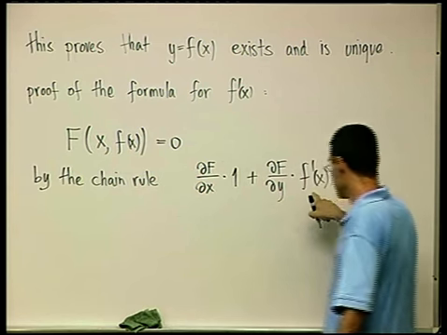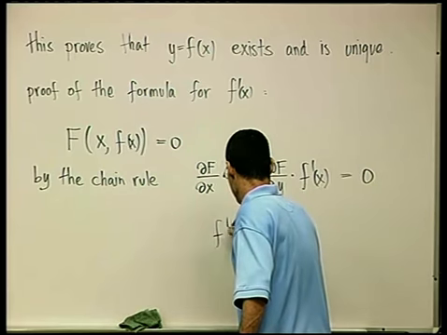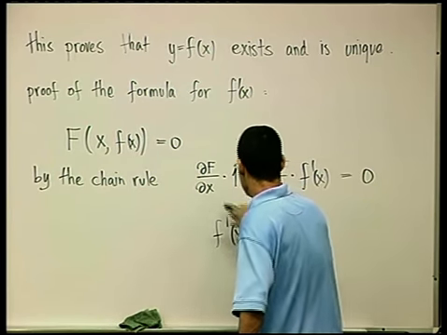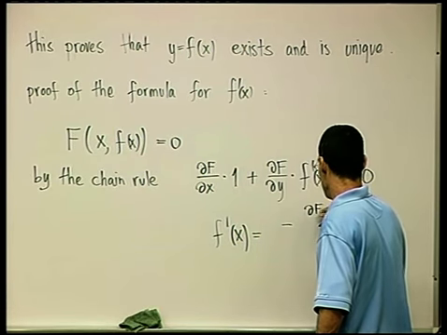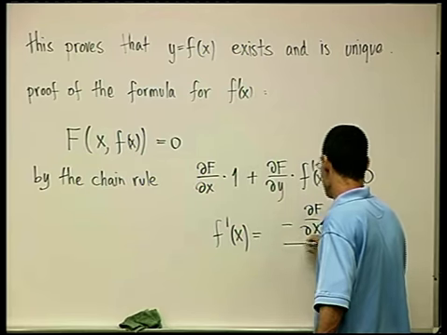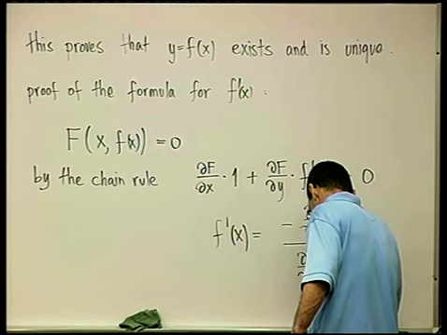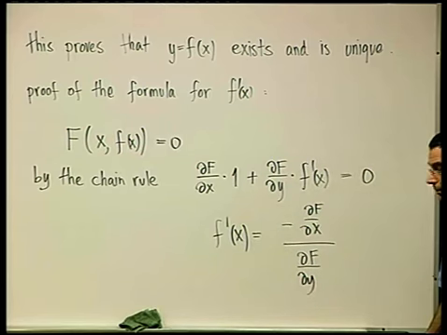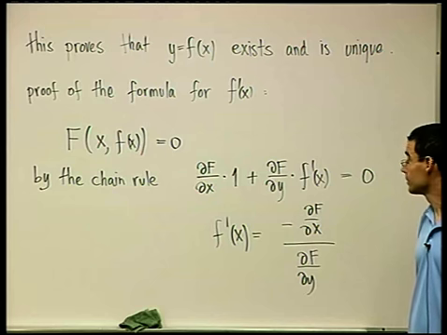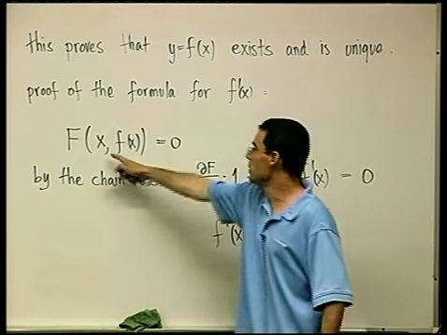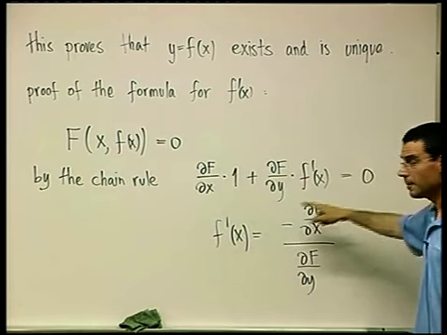Therefore, I can solve this for f prime. f prime of x equals, move this to the other side, minus df/dx, divided by this, which is not 0 by our assumption. That's the proof of the formula. Why does that equal 0? I just took the derivative of both sides of this. Good? Okay.